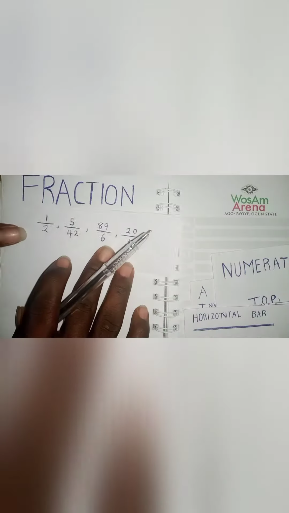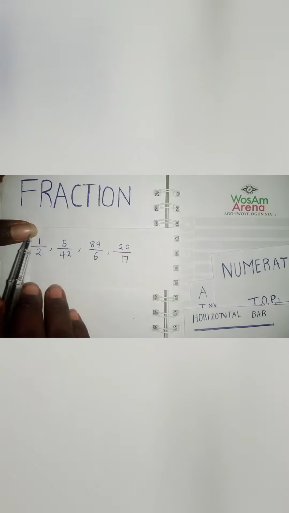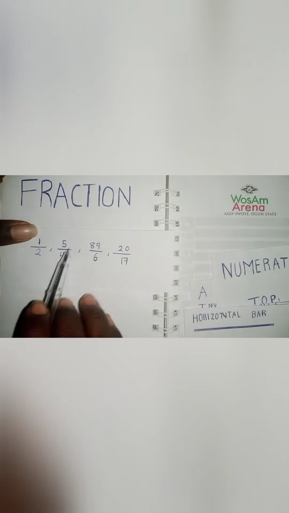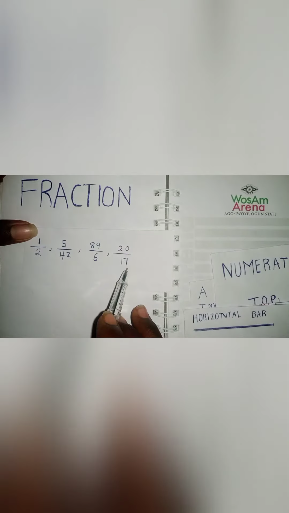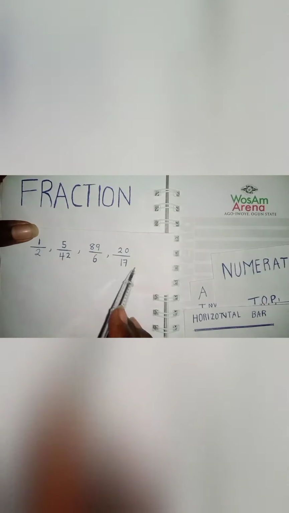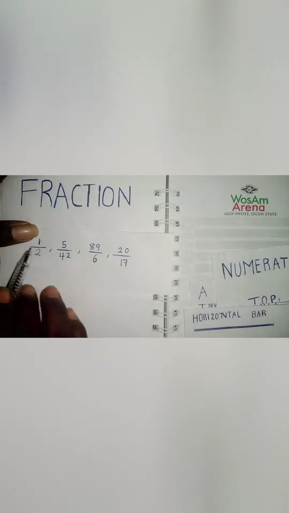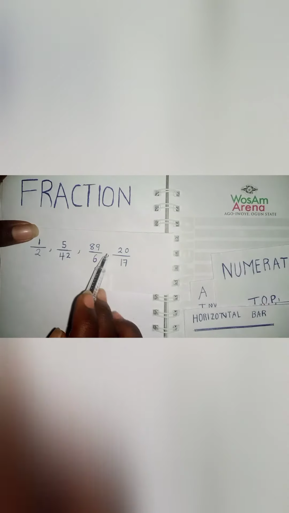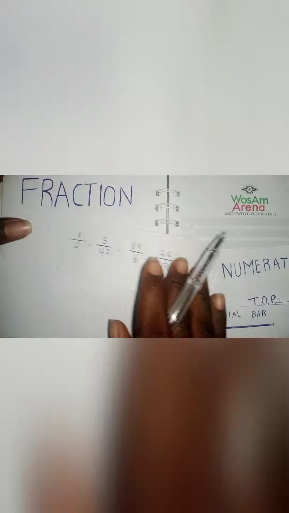Let me show you some samples of fractions, how they really look. Here are some samples: 1 over 2, 5 over 42, 89 over 6, 20 over 17. These are samples of fractions. Here is the numerator, and 2 is the denominator. Every number on top is called the numerator. Numbers at the bottom are called the denominator. And as well, you can see the horizontal bar I mentioned earlier.